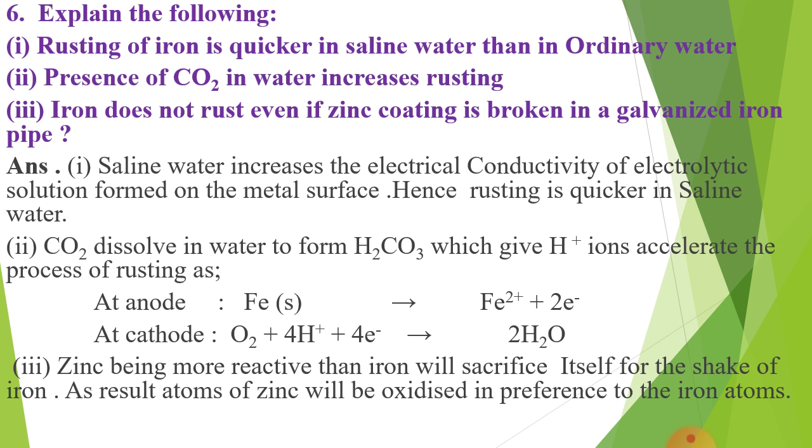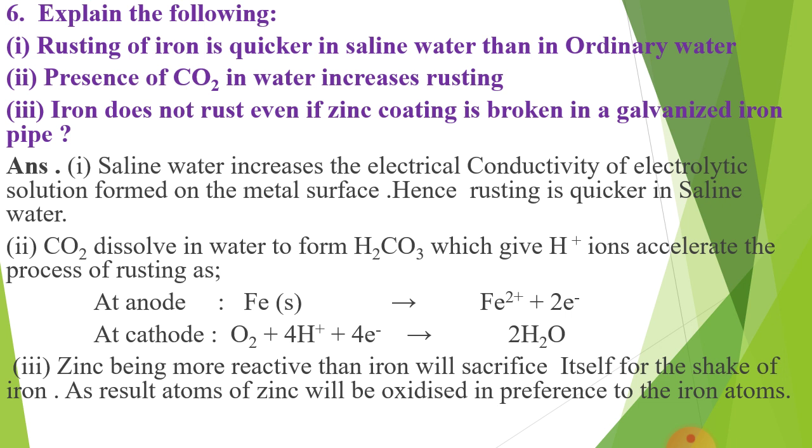So the answer of the first question, rusting of iron is quicker in saline water than in ordinary water: saline water increases the electrical conductivity of the electrolytic solution formed on the metal surface. Hence rusting is quicker in saline water.